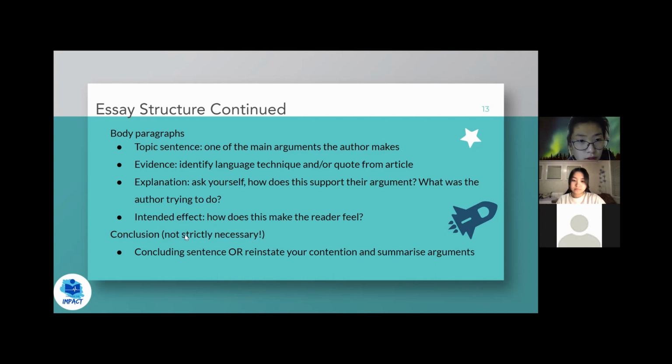And then, yes, conclusion is quite optional, especially if you don't have the time. It's honestly not super important in argument analysis.